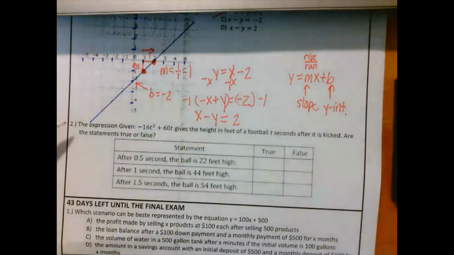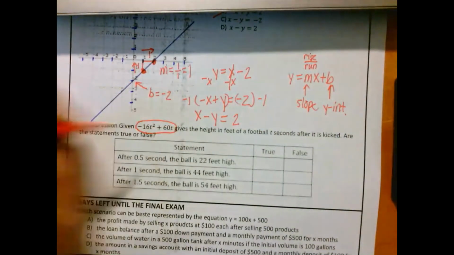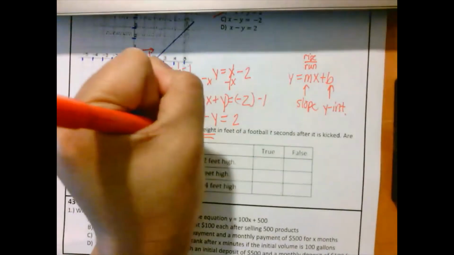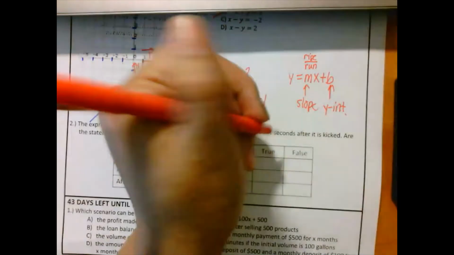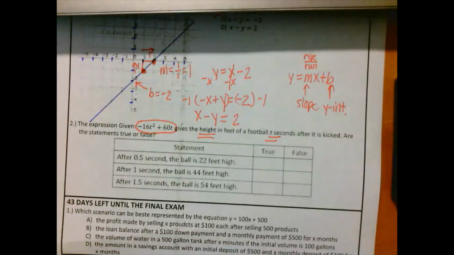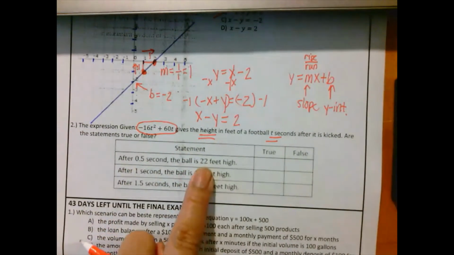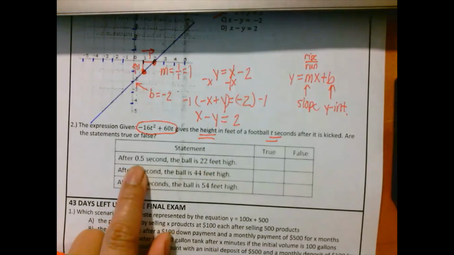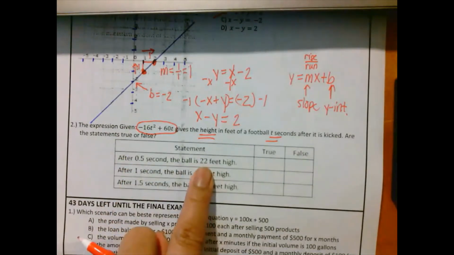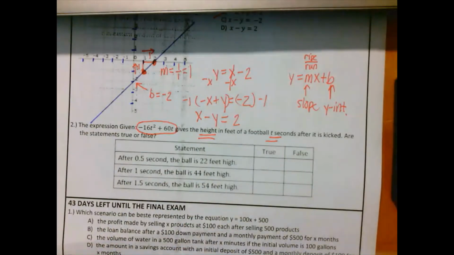The next question, move this up. The expression given, which is this, gives the height in feet of a football, t seconds, so time, after it is kicked. Are the statements true or false? Ooh, so they actually want us to plug something in and find what the output is. So this is the input. After 0.5 seconds is 22 feet high. 1 second is 44 feet high. 1.5 seconds is 54 high.